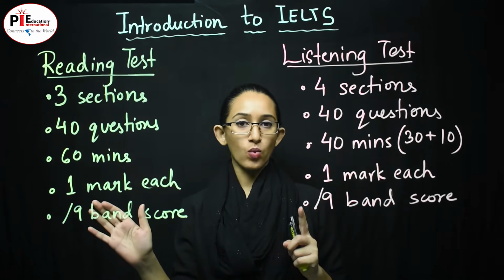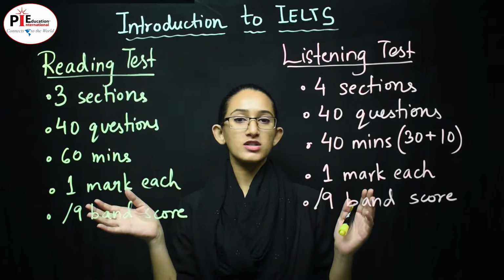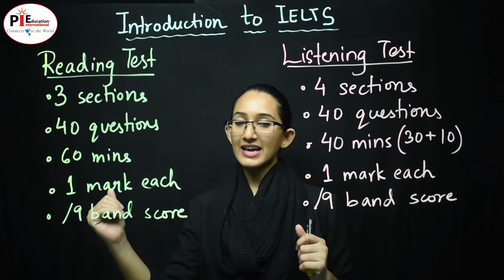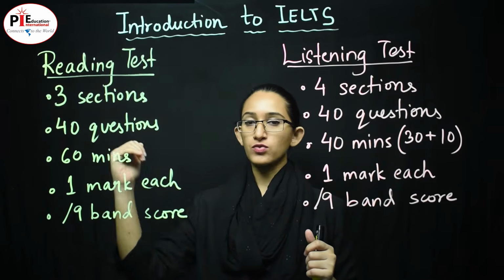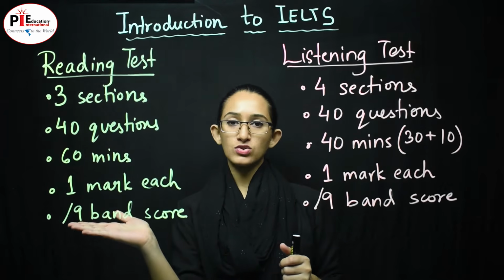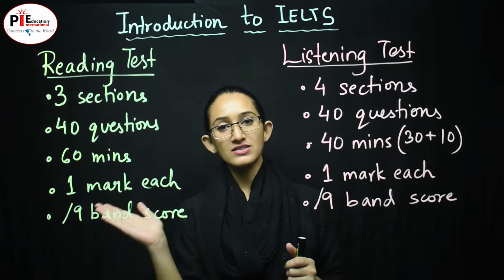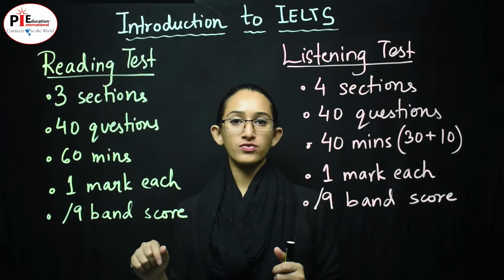Each question has 1 mark, similar to your listening test. No question is worth more than the other, and in the end, out of those 40 questions, whatever you get will be converted into a band score out of a total of 9. So the highest you can score in your reading test also is 9.